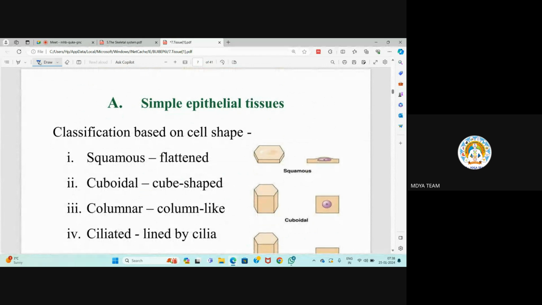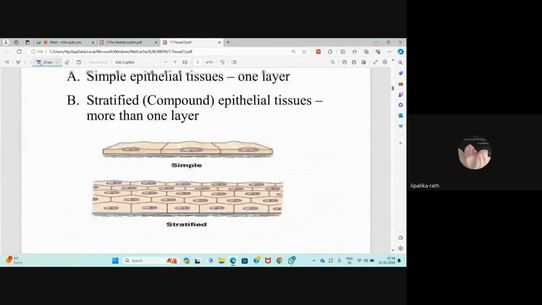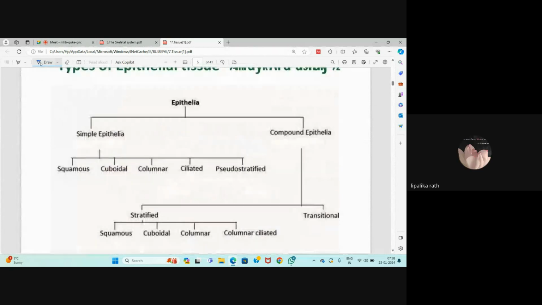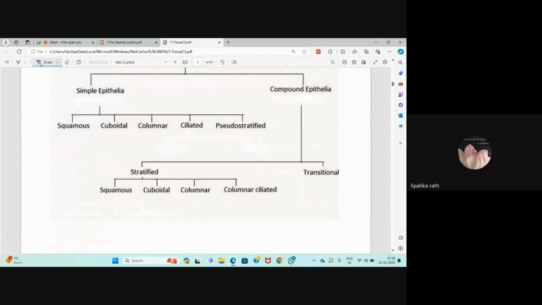Any problem, any doubt? Ma'am, after the division of compound epithelial tissue, what you said, please repeat once again in this flowchart. Simple epithelial tissue, we understood, is divided again into 5 types. Then compound epithelial tissue, from the compound epithelial, you should start. Compound epithelia is further divided into stratified and transitional. You can see in this flowchart.